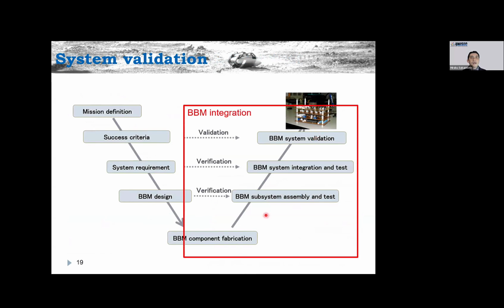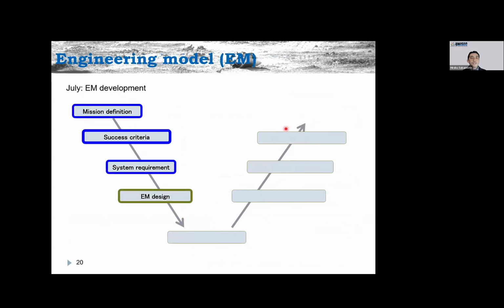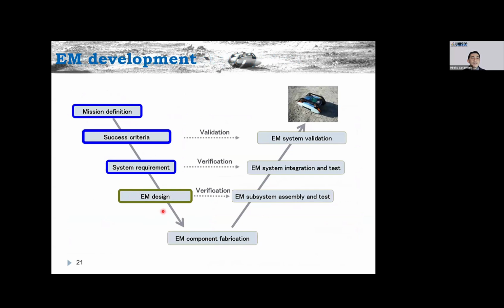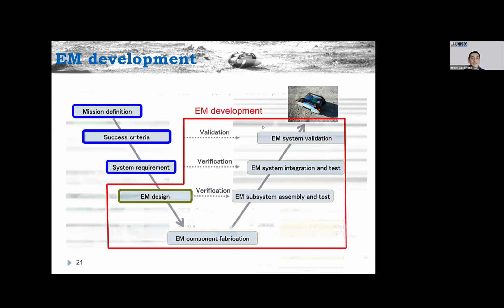After the breadboard model integration, we return to the left. This is the engineering model development process. By the breadboard model, we already know the left-hand side. So gradually we integrate the engineering model based on the breadboard model design. Then we carry out component model tests, subsystem level tests, and system level tests. Then the engineering model is fabricated.